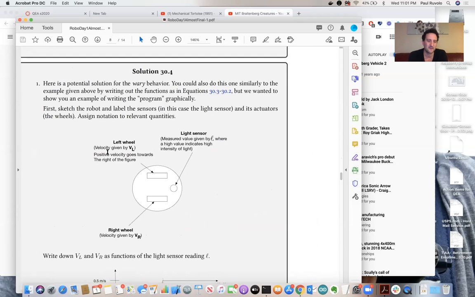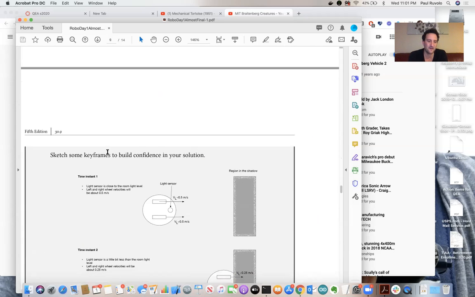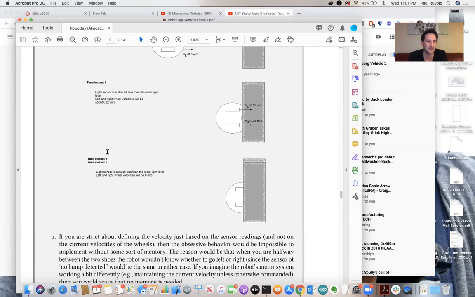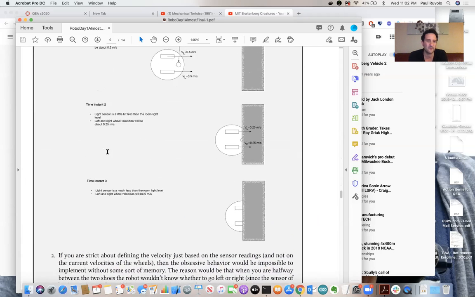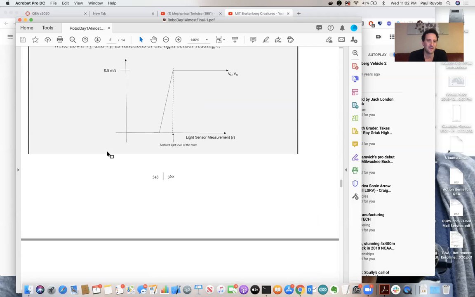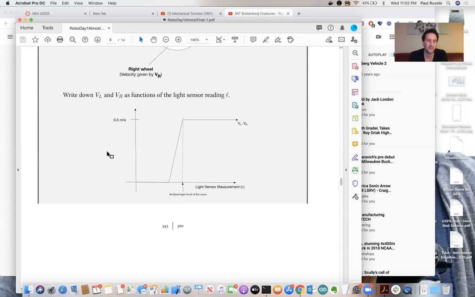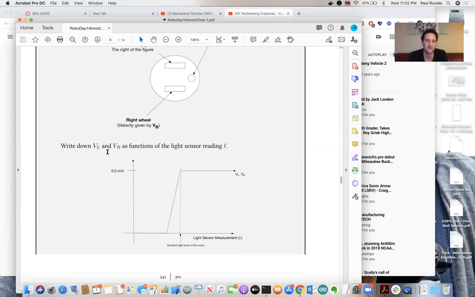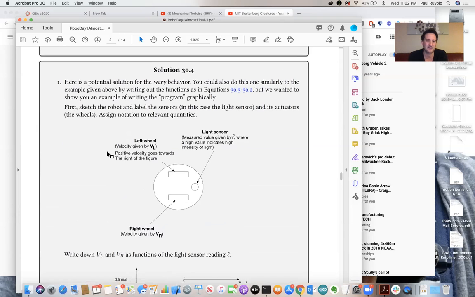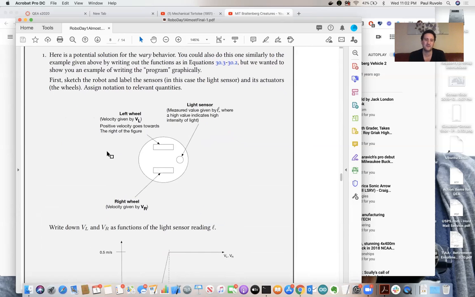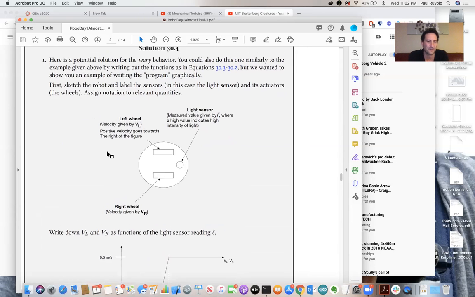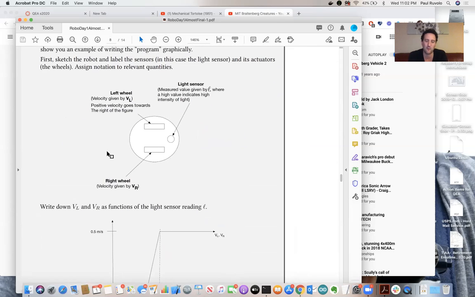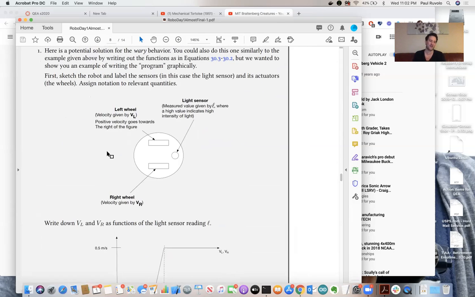Here is a solution to the wary problem. In this case, the robot drives forward until it reads a light value that's sufficiently low. So it goes until it enters a dark area, then stops. This one is pretty simple, so I'll walk through the solution of this, and then we'll do one more together.